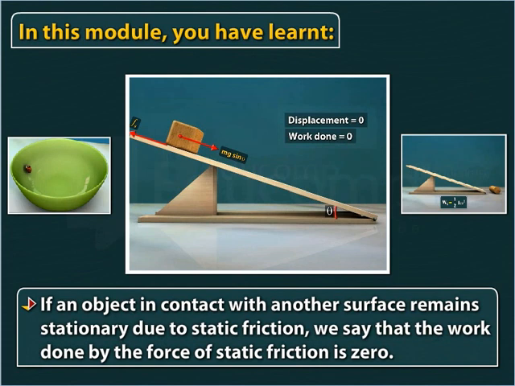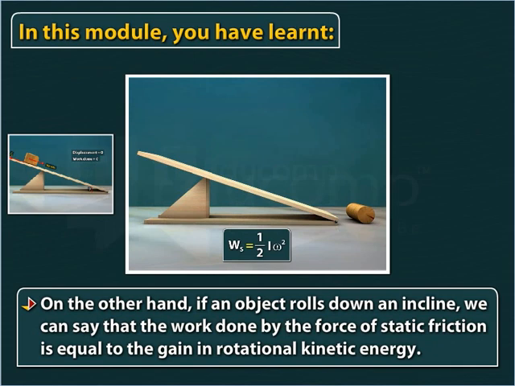If an object in contact with another surface remains stationary due to static friction, we say that the work done by the force of static friction is zero. On the other hand, if an object rolls down an incline, we can say that the work done by the force of static friction is equal to the gain in rotational kinetic energy.